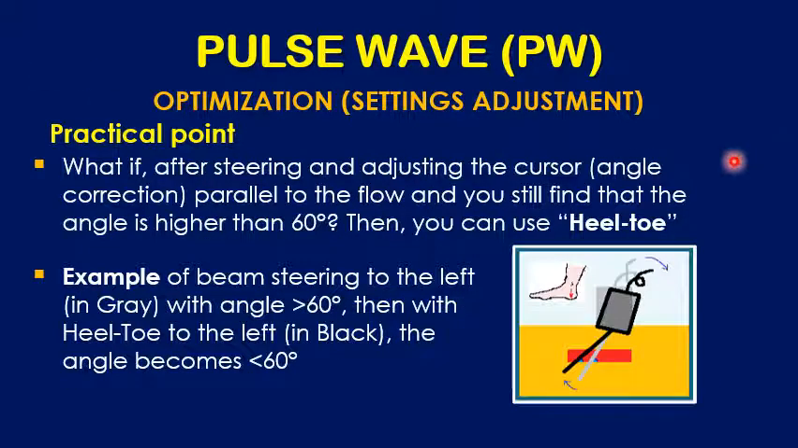Now, what if after steering of the Doppler line and adjusting the cursor to be parallel to the vessel wall, but still the angle is higher than 60? What is the solution then? Please do not deceive the system by putting or adjusting the angle 60 while it is not parallel to the vessel. Okay, how can we solve this problem? By what you call the heel toe maneuver.